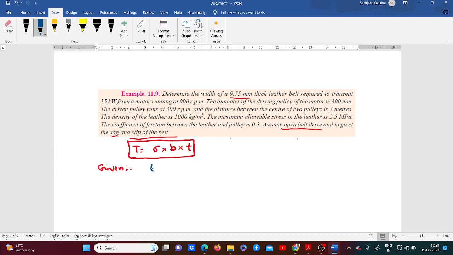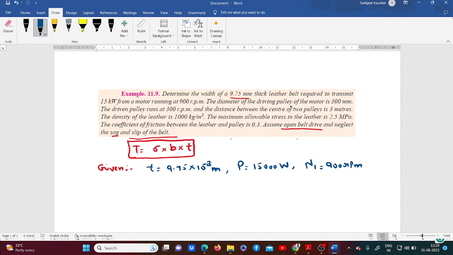So the thickness of the belt is 9.75 mm. We will write it in meters, 10 raised to power minus 3 meter. Then power transmission by belt is 15,000 kilowatt. Speed of the driving pulley is 900 rpm, because it has been given in the question that the motor which is running the driving pulley is running at 900 rpm.